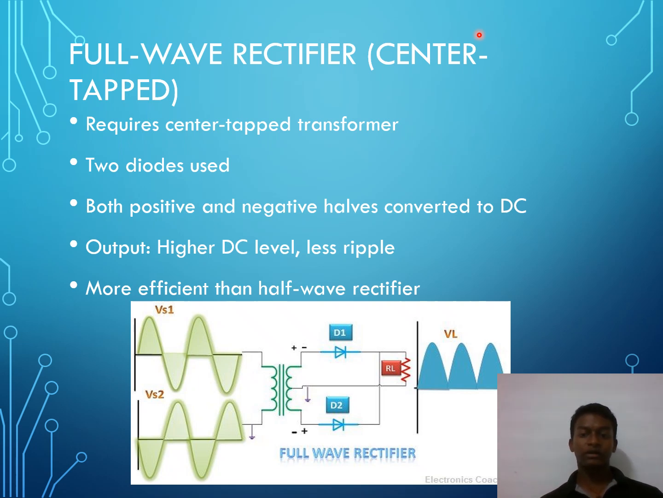Both the positive and negative half cycles are conducted. The output is like this, the pulsating full wave DC output. And this is more efficient than the half wave rectifier. It has a higher DC level and less ripple.